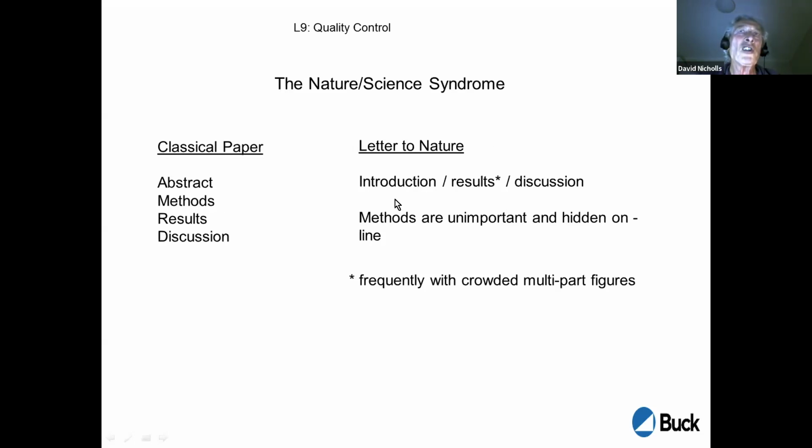In Letters to Nature, you have the introduction of a cell together with some sexy little illustration explaining how important it is. The results, the way you get a paper in Nature, as I'll show you in a minute, is you crowd the 4 or 5 pages with as many multi-part figures as you possibly can. The methods are totally unimportant. They're not even shown in the paper. You have to go online and find them and read them in detail to find out the methods. This is a terrible way to do science, basically.